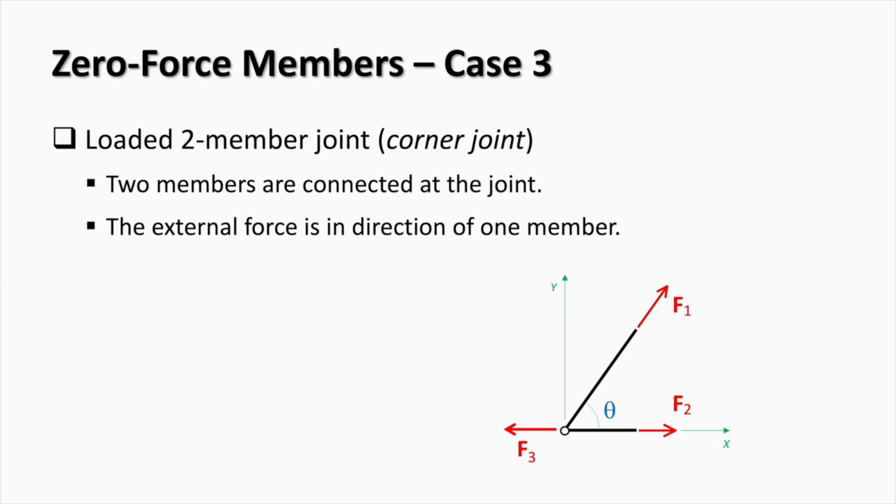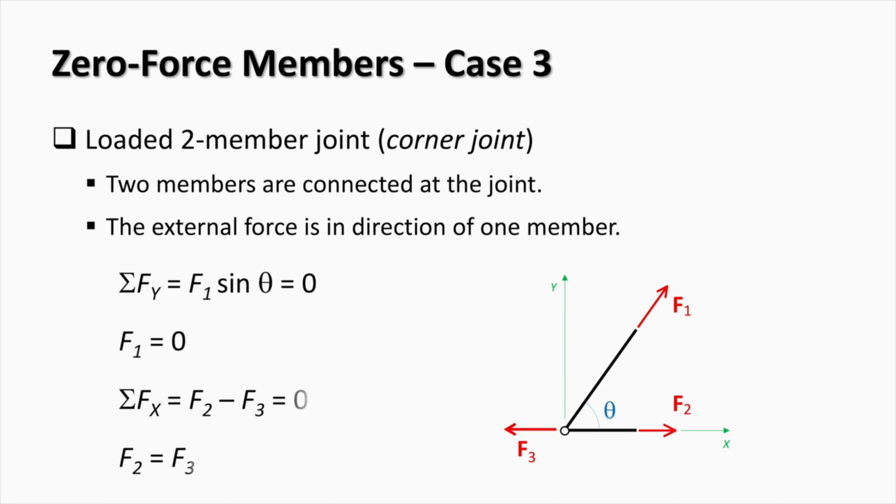A loaded corner joint can also have a zero force member when the external load is applied in the direction of one of the bars. This is really a subcase of case 2. In the example shown here, the external force F3 is parallel to the horizontal bar. To show that the inclined bar is unloaded, we will write the equilibrium equations. From the sum of vertical forces, it follows that F1 is 0, and from the sum of horizontal forces, it follows that F2 equals F3. As a result, the inclined bar in this corner connection is unloaded.